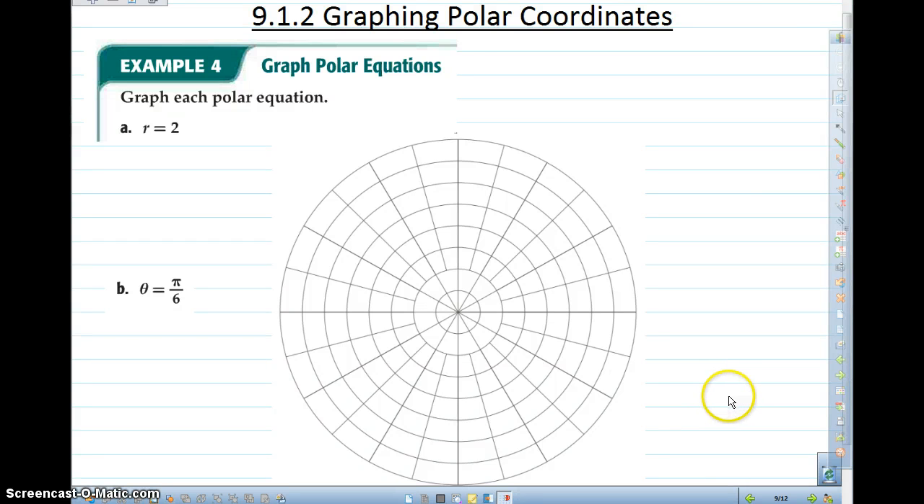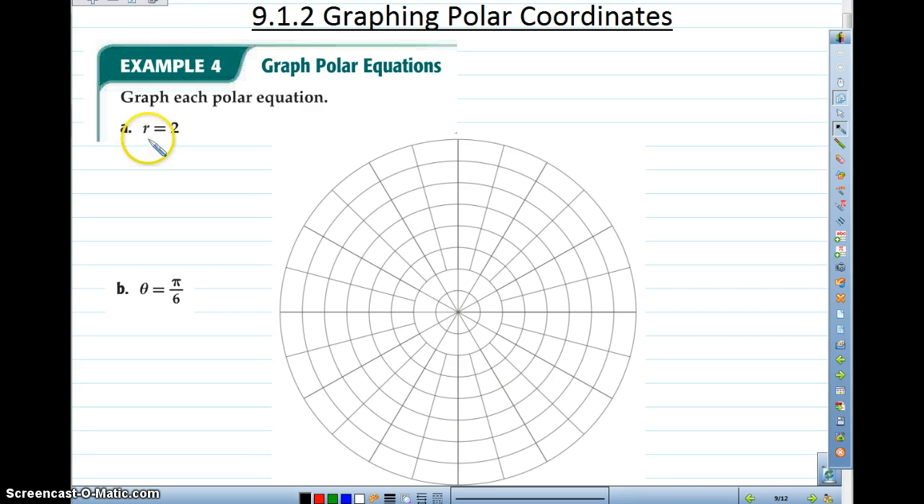Okay, day 2 of section 1 in chapter 9 is on graphing not only singular coordinates, but now we're going to start graphing equations. So we have our basic polar coordinate grid. You can use one grid for these next few problems. They want us to graph some of these simple equations.